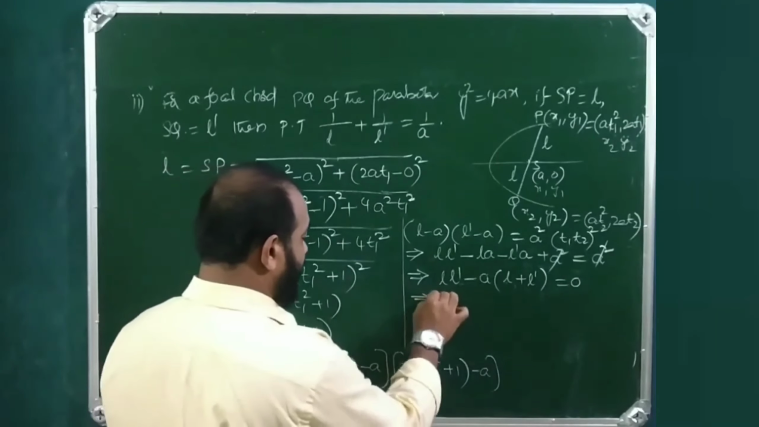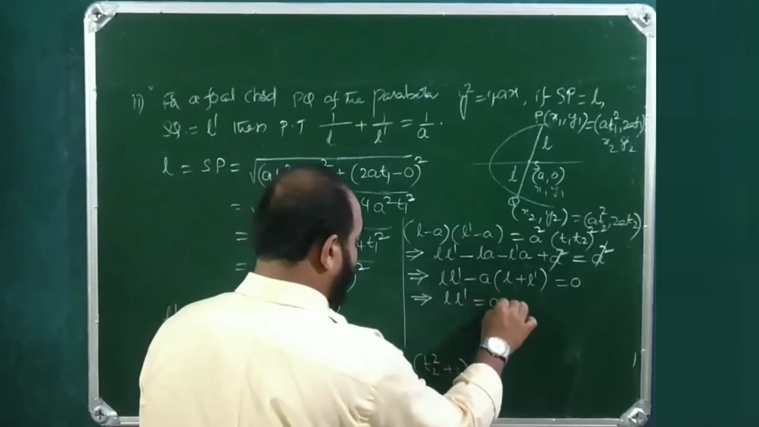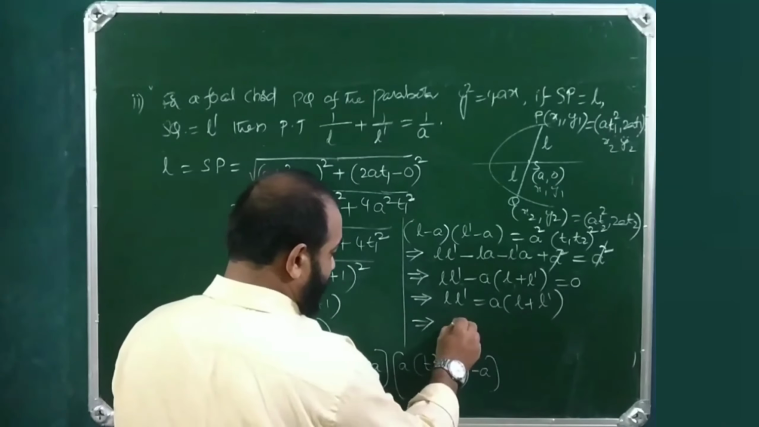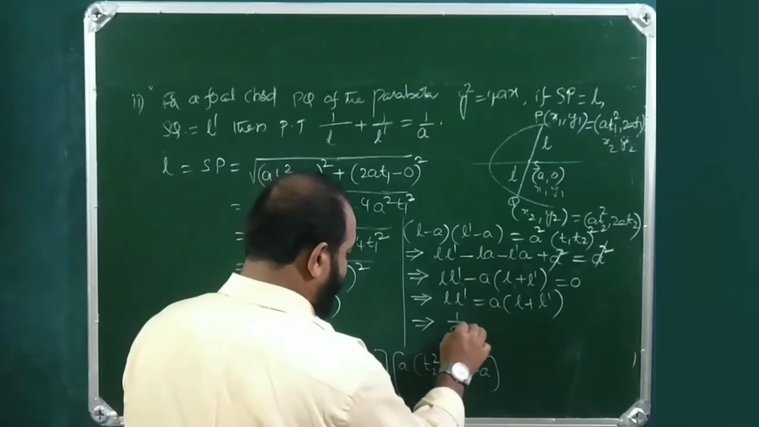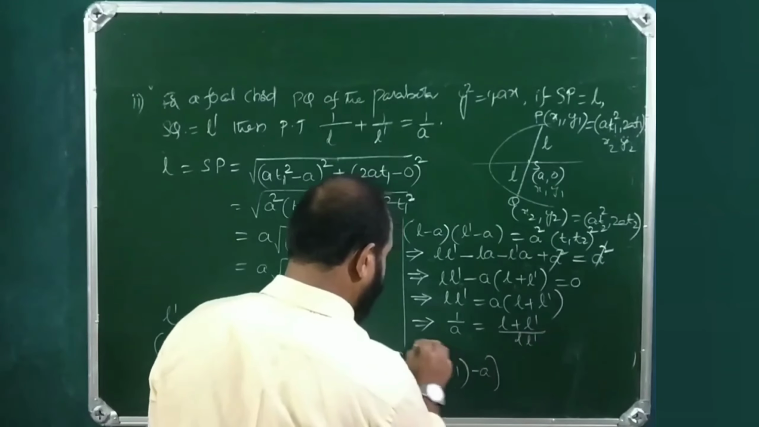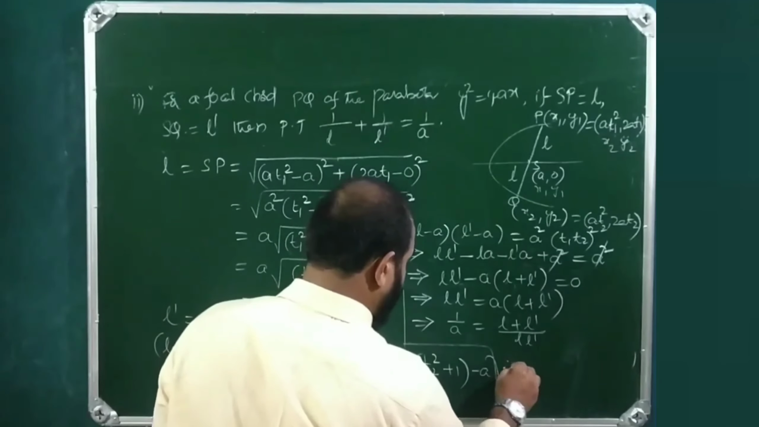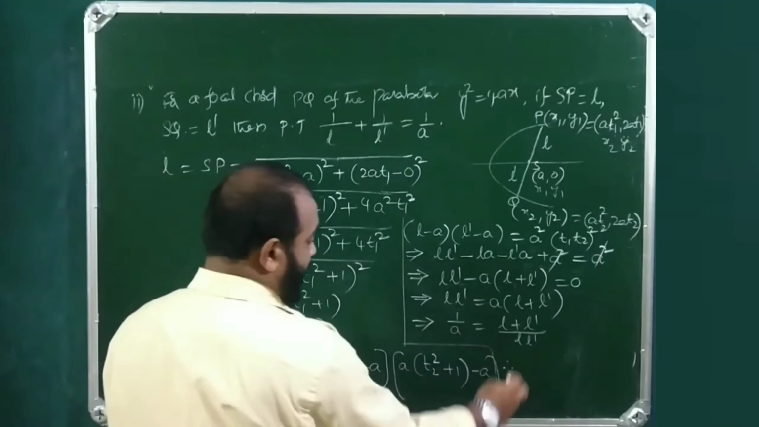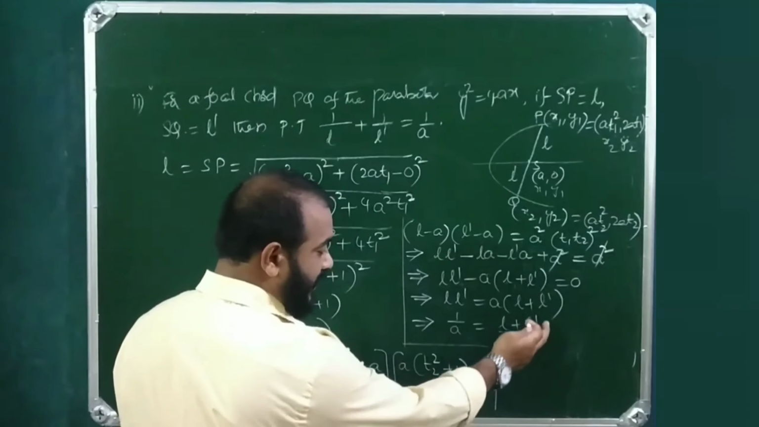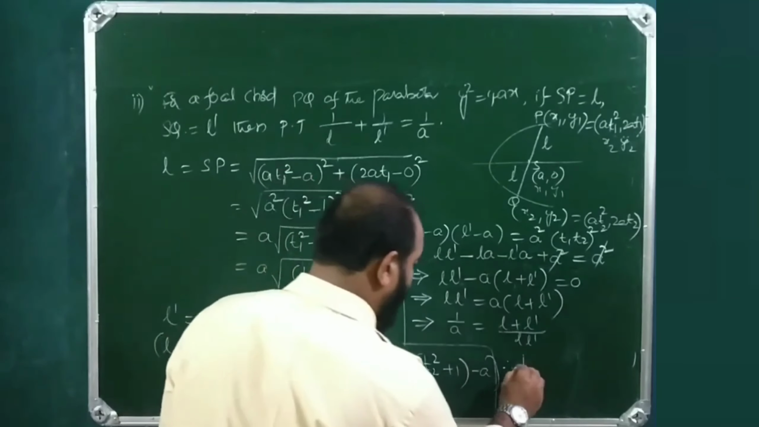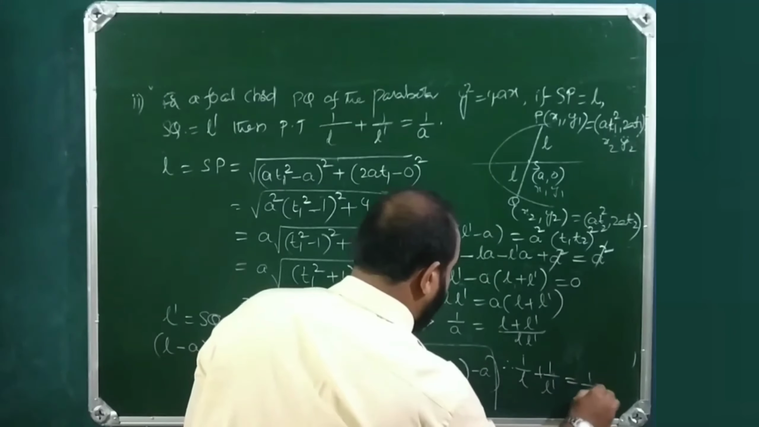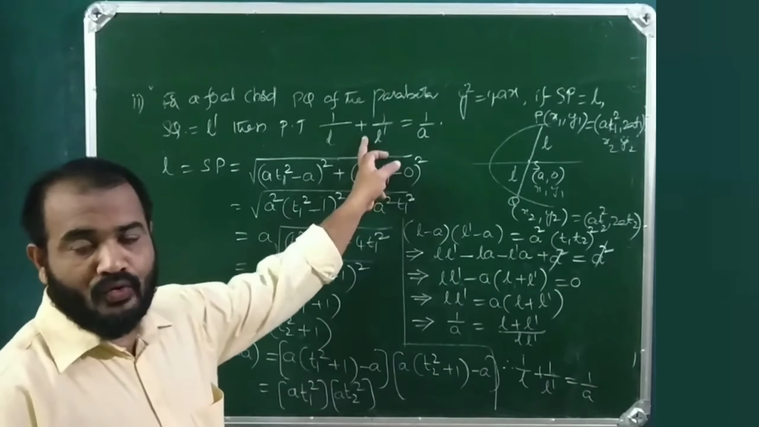So from this, L L dash is equal to a into L plus L dash. From this, 1 by a is equal to L plus L dash by L L dash. Therefore, L by L L dash, L gets cancelled, 1 by L dash. L dash by L L dash, L dash cancels, 1 by L. Therefore, 1 by L plus 1 by L dash is equal to 1 by a, which is what we needed to prove.